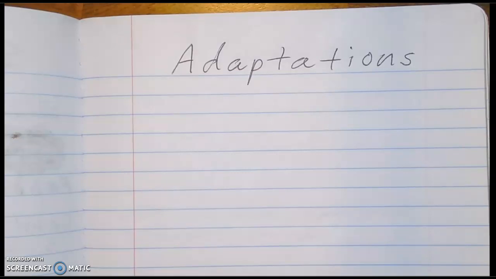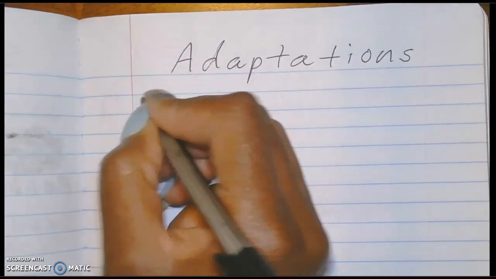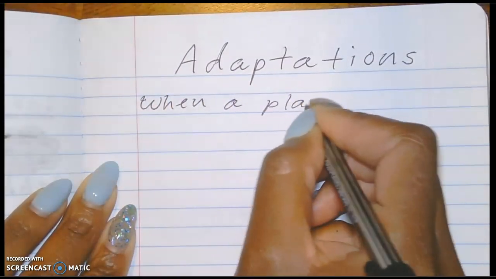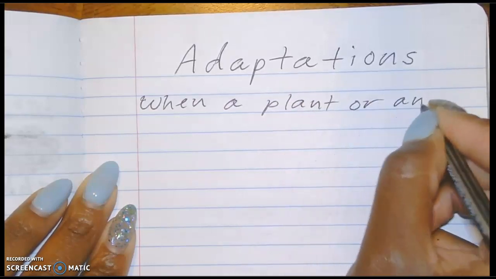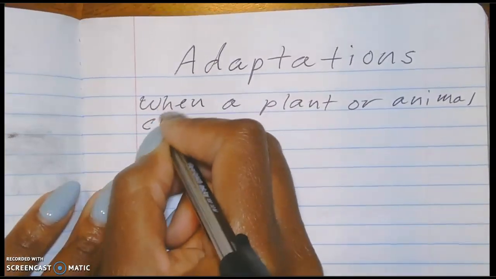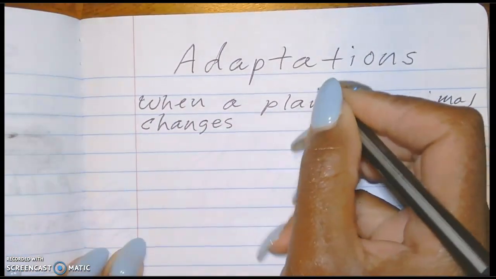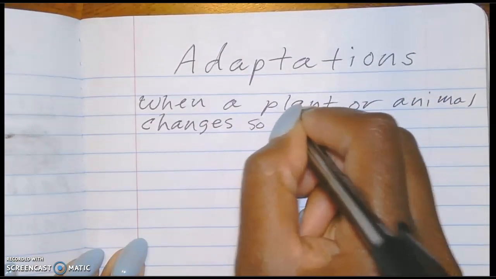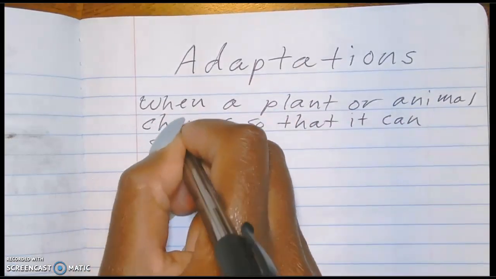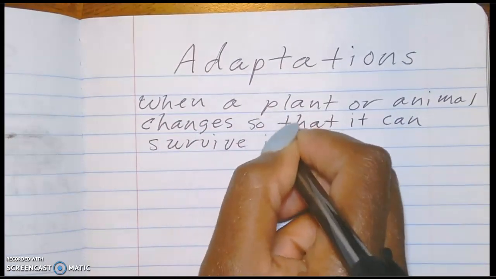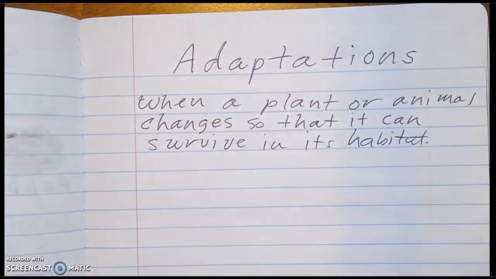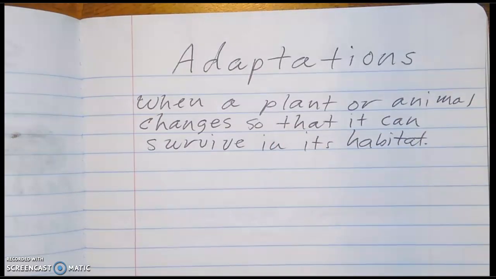Okay. So our definition of adaptations is when a plant or animal changes so that it can survive in its habitat. When a plant or animal changes so that it can survive in its habitat.